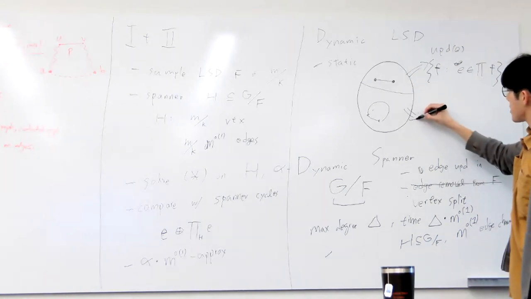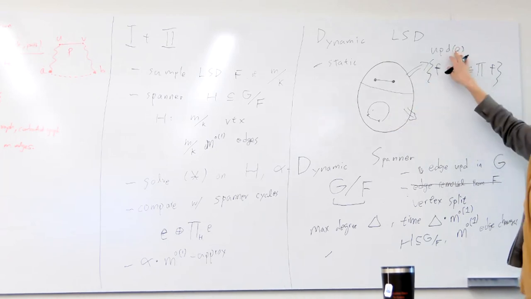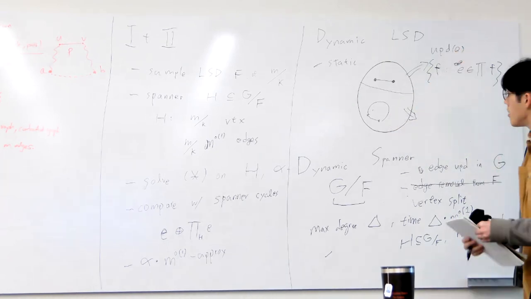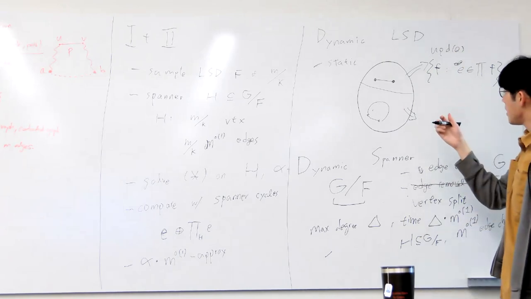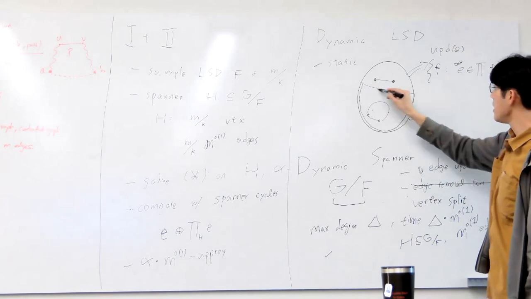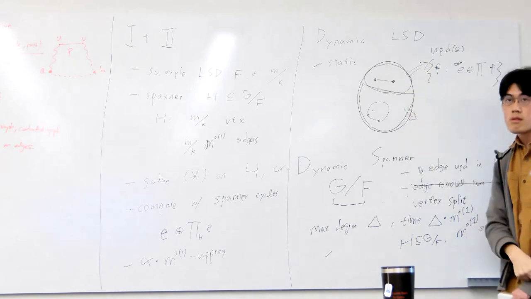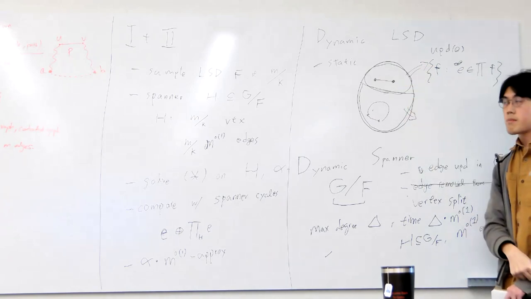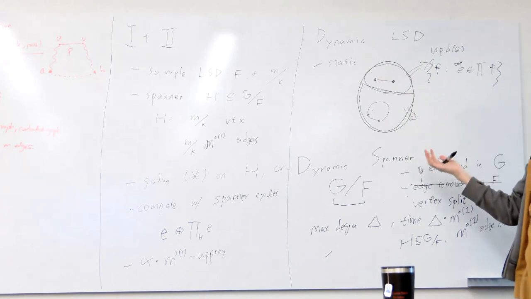And the second part is the rest, that is, edges whose embedding does not involve this edge E. So how do we do this? The nice way is that we preserve the part here and we compute a spanner on this smaller graph. So that seems correct, right?